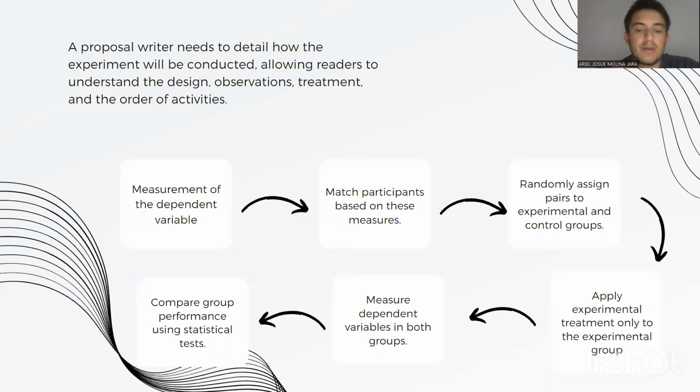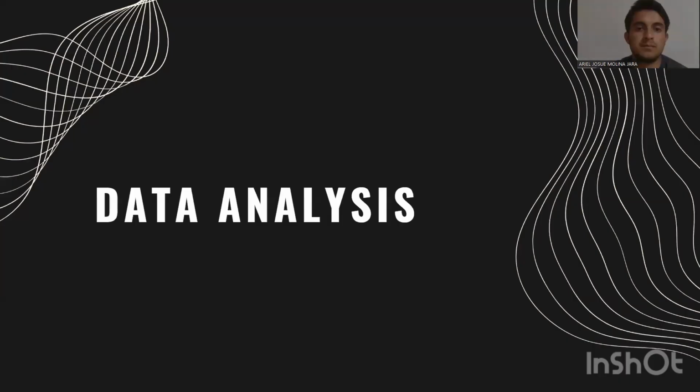After that, we take one person of the pair and assign them to an experimental group and the other one to a control group. After that, we apply the experimental treatment only to the experimental group. Then we measure the dependent variable in both groups. And finally, with this result, we perform a statistical test to draw a conclusion about the hypothesis.